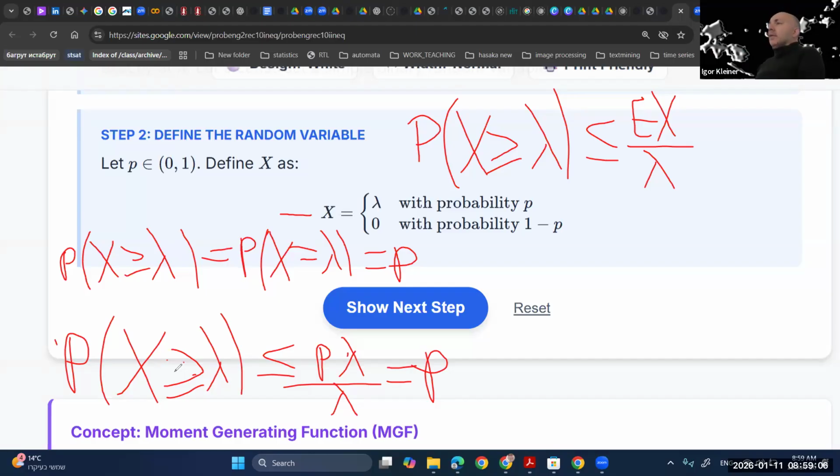Just in terms of the expectation of x being p times lambda. We have the expectation of x, and we know it is p lambda. Why? By definition of expectation: p times lambda plus 0 times 1 minus p. That gives lambda p.